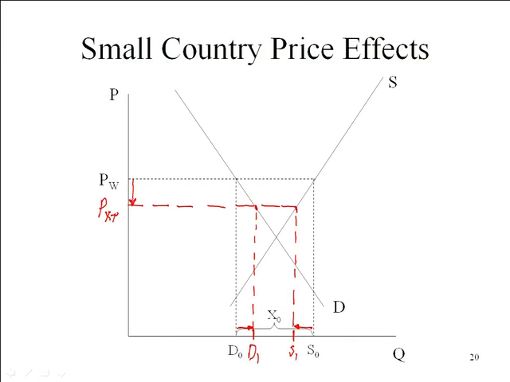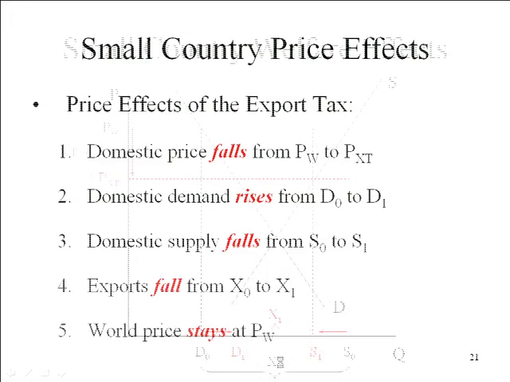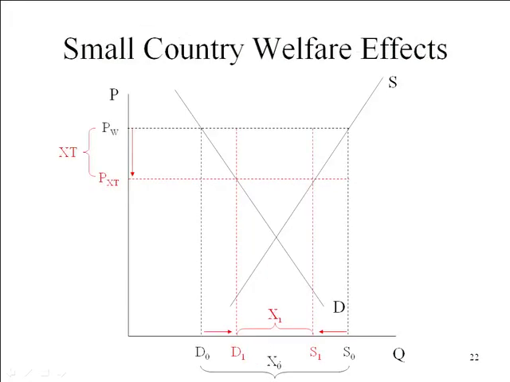So again, an export tax in a small country will reduce the domestic price of the product, which will increase the domestic quantity demanded, reduce the domestic quantity supplied, and therefore reduce the exports, which was the whole intent anyway. The intent was really, let's reduce exports so that the domestic price comes down, or at least doesn't rise as much as it might otherwise. Okay? And of course, being a small country, there are no welfare effects. No price effects.